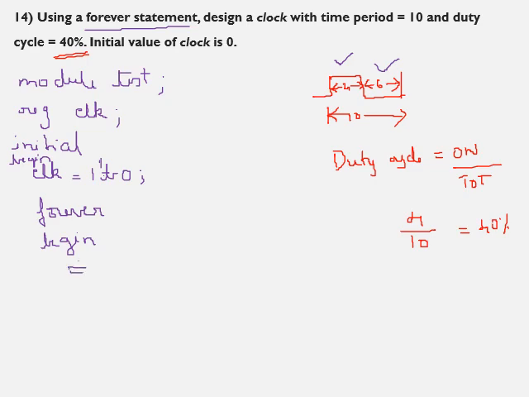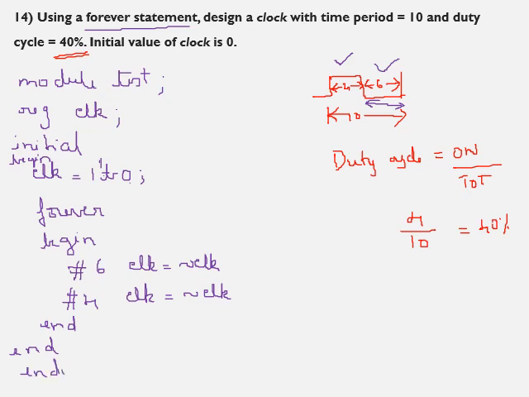So now hash, it is started with the 0. So for how long it should be 0? For 6 time units, right? So hash 6 clock equal to not of clock. Okay, and remaining off period is 4, so clock equal to not of clock. End, this end is for begin, forever, and this is for initial, then finally end module.